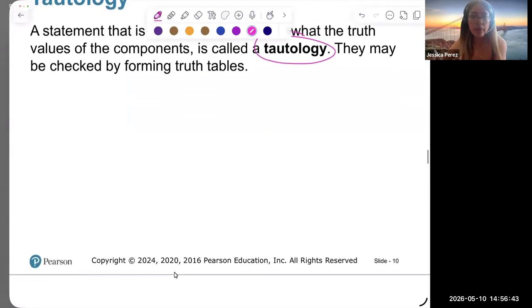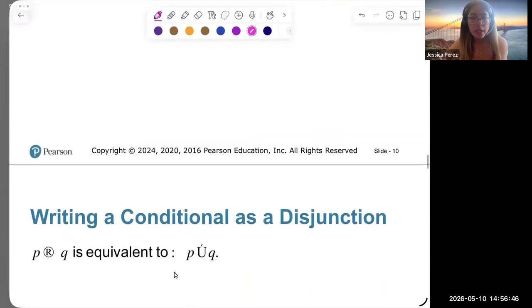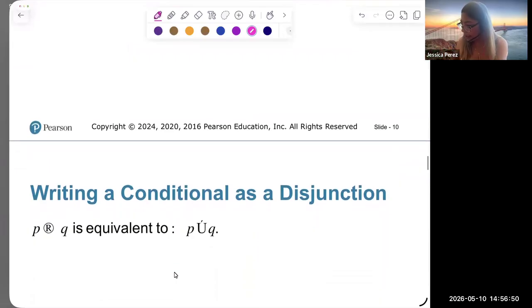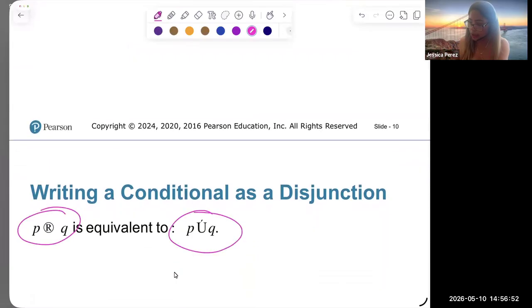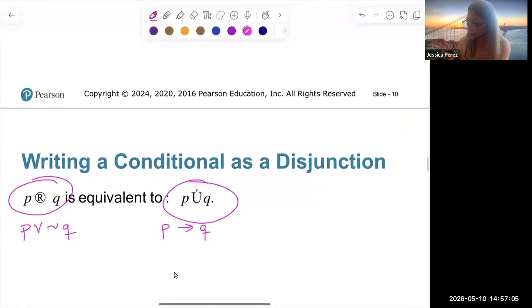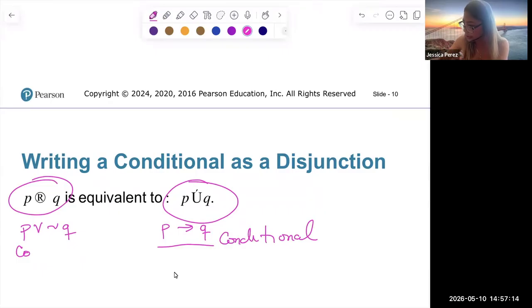So let's determine whether we have a tautology. There's a typo in my notes, but we want to check P or not Q implies P and Q. So let's see if that's true. Let's see if these are conditional. So here we have the conditional statement. This is a conditional. And then on this side, we have a conditional. Excuse me, that's a conditional, and this is a disjunction.